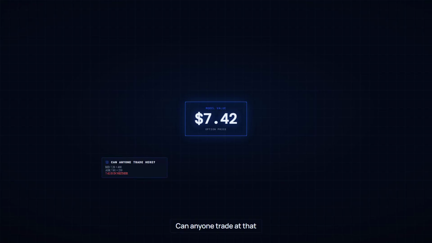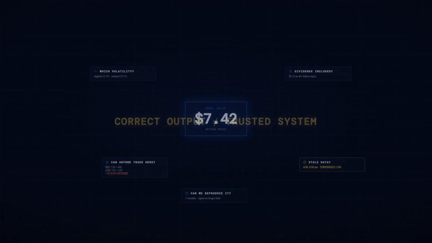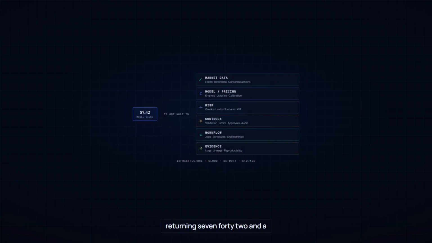Can anyone trade at that price? Which volatility did we use? Did we include dividends? What happens if the market data becomes stale? And could we reproduce the result 3 months from now? The distance between a formula returning 742 and a system trusted with real money is where financial engineering begins.